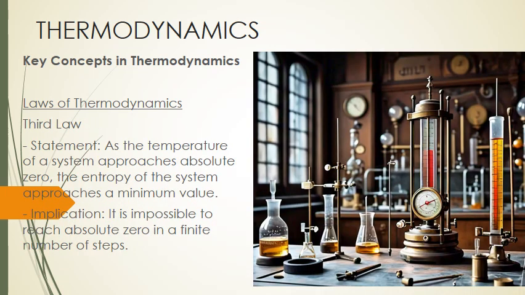Next is the third law, which states that as the temperature of a system approaches absolute zero, the entropy of the system approaches a minimum value. The implication is that it is impossible to reach absolute zero in a finite number of steps.